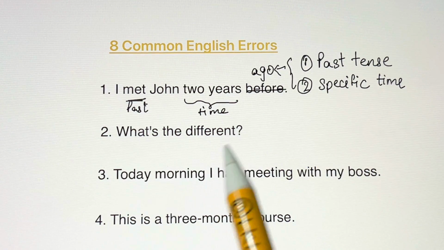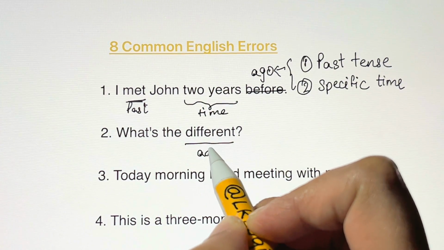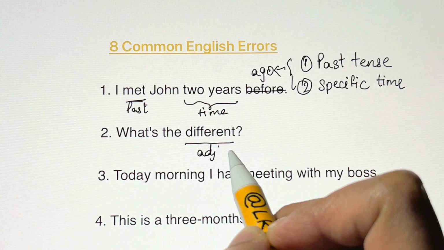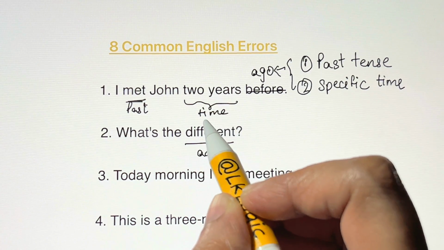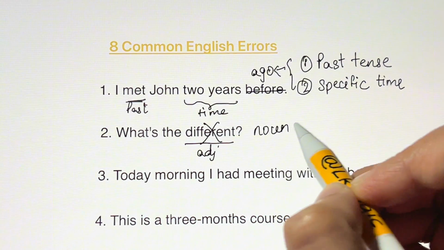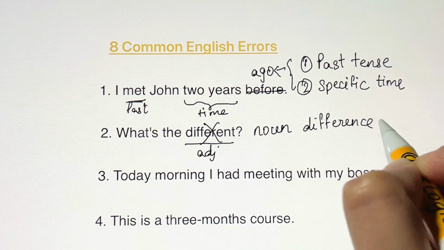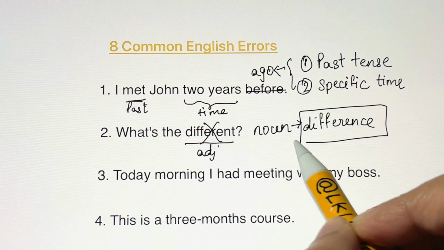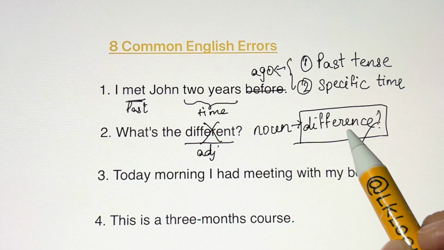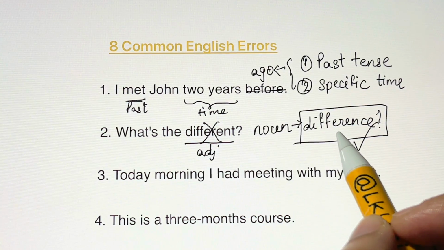Number 2. What's the different? What's wrong here, guys? Different is an adjective, which means separate or non-identical. What you want to use here is not an adjective. You should use a noun here. So what's the noun of this word different? Difference. So we use the word difference here. What's the difference? Means the quality that makes one person or thing unlike another. So we use a noun in the sentence, that is the word difference.